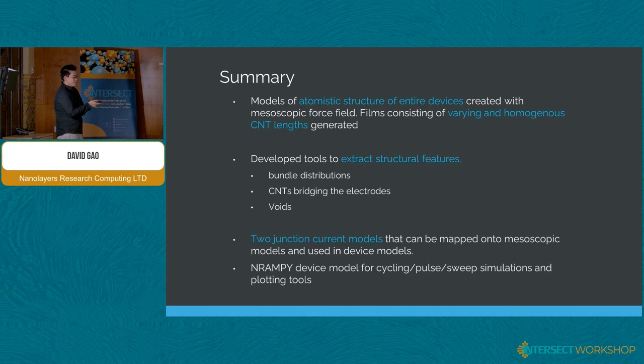So this project is quite interesting because we were doing materials to devices under a framework that's very similar to microelectronics work, but within a system where a lot of the things we rely on are missing. We've had a lot of fun going from the beginning all the way to the end as quickly as possible. We've generated atomistic structures of the entire device, built film libraries, extracted structural features, and developed a language in which to talk about these devices. Then we've built two different junction current models that can be mapped onto our structures and pushed everything into a device model that they can use to compare directly to measurements.